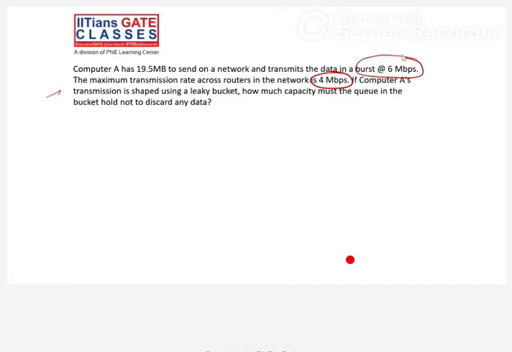So the leaky bucket algorithm shapes bursty traffic into fixed rate traffic by averaging the data rate. It may drop the packet if the bucket is full, right? If the queue is full, then we need to drop the packet because we don't have storage space, right? Why? Because of congestion control, for the congestion control.